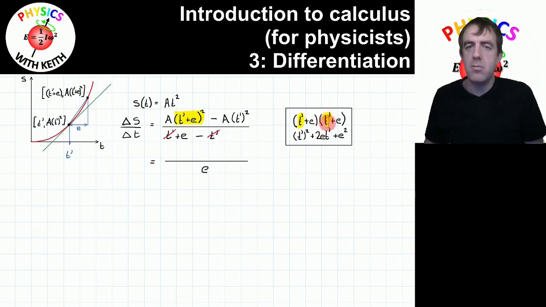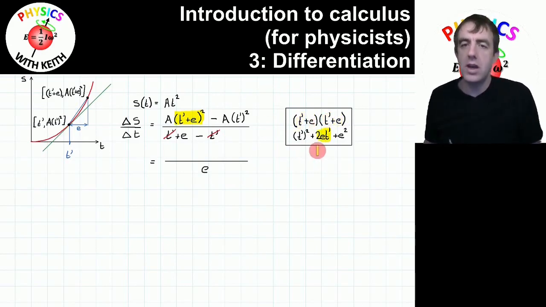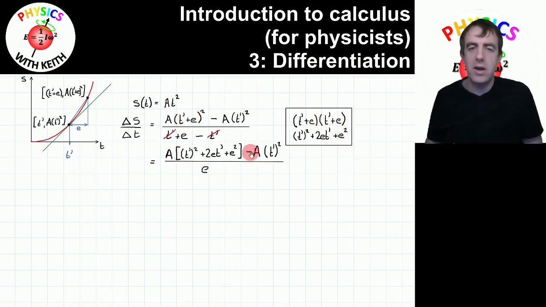T prime multiplied by t prime is t prime squared. E multiplied by t prime is e t prime. But of course we've got a second e t prime here, and that's why we have two e t prime. The final term is this e multiplied by this e, giving us e squared. So the top of our fraction, the numerator, starts looking like this.